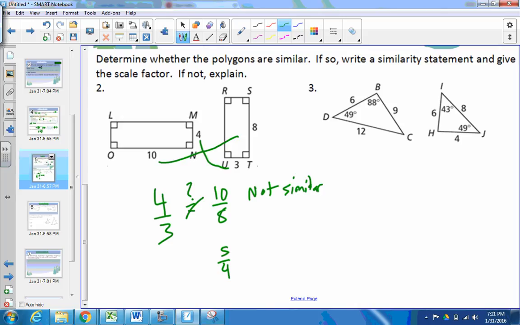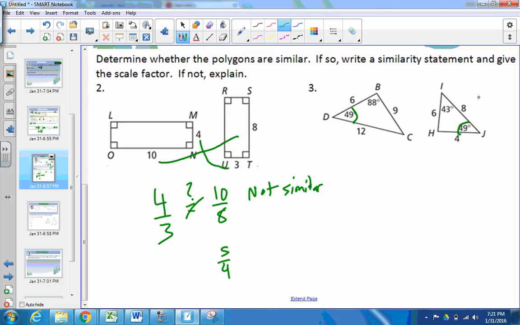We can look at corresponding parts again, although I'm not sure exactly which parts go with which. If you can find them that would work, that's great. Let's see if the angle measures work out first. So we have 88, so we know that 49 and 49 are congruent. So according to that, this one would have to be 88.